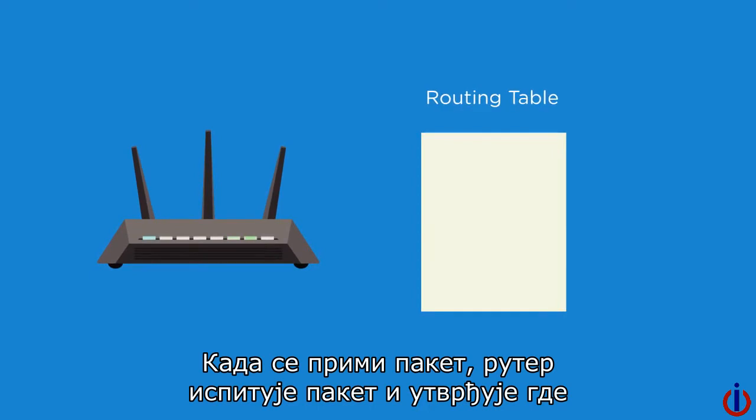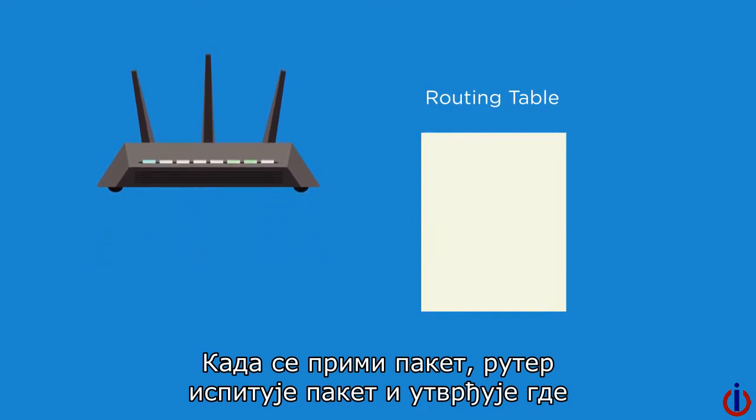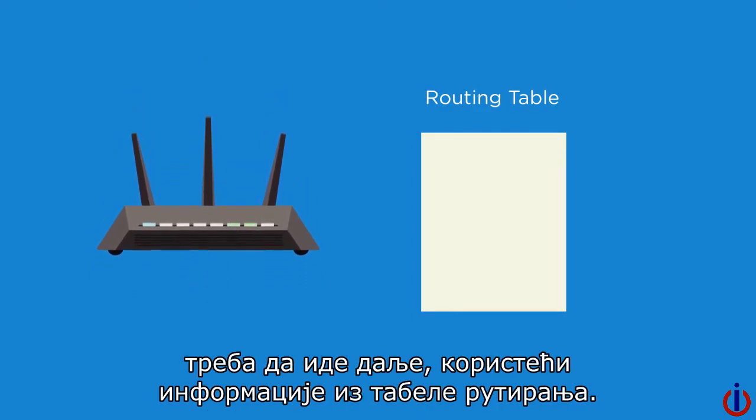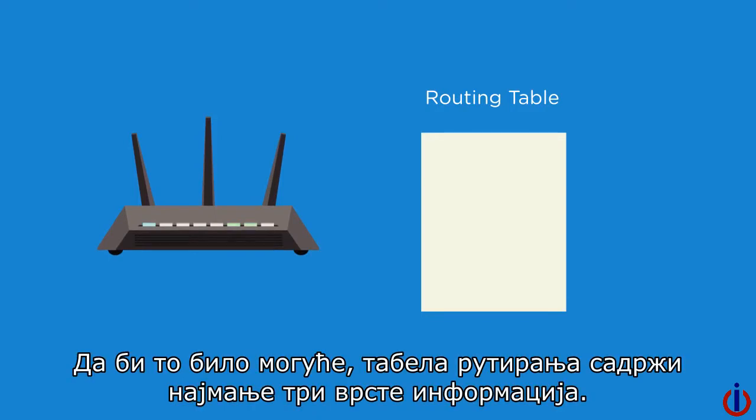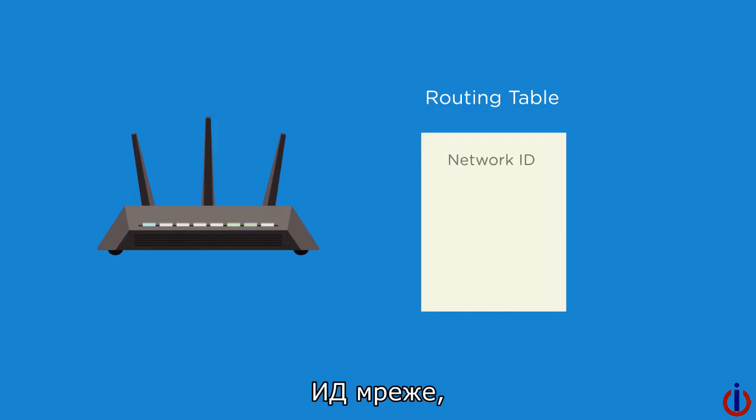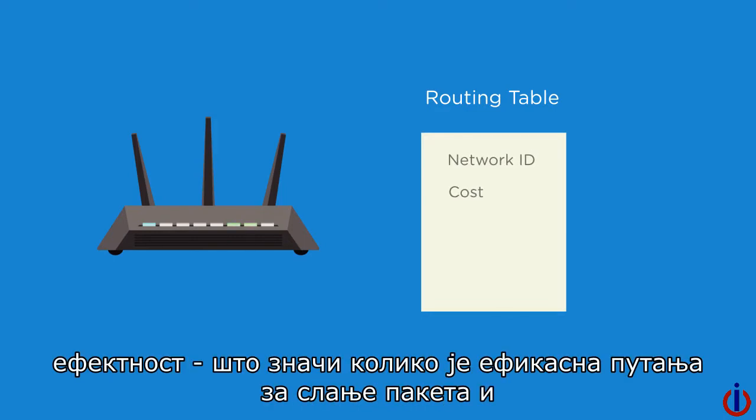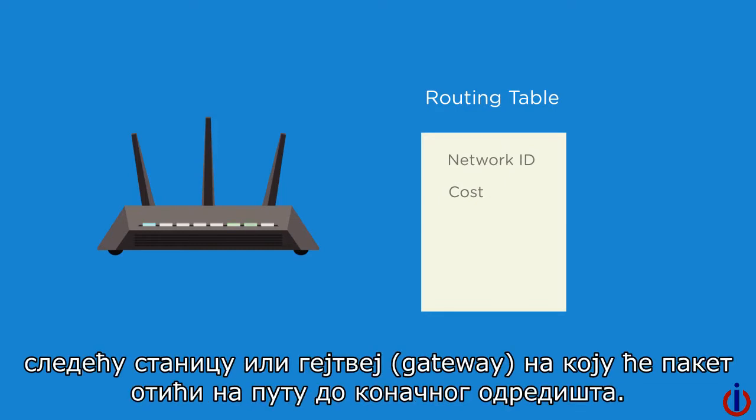When a packet is received, a router examines the packet and determines where it needs to go next using the information from the routing table. To do this, a routing table contains at least 3 bits of information: the network ID, the cost, meaning how efficient the path is that a packet is to be sent, and the next hop, or gateway, the packet will go to on its way to its final destination.